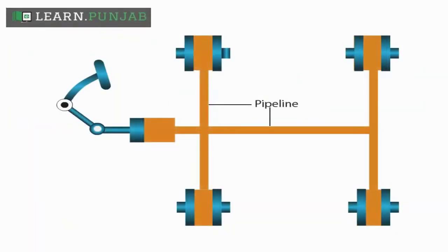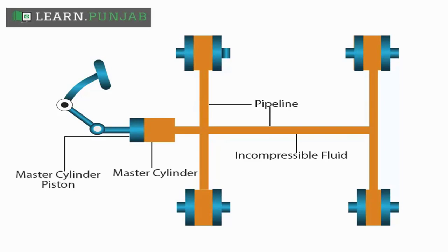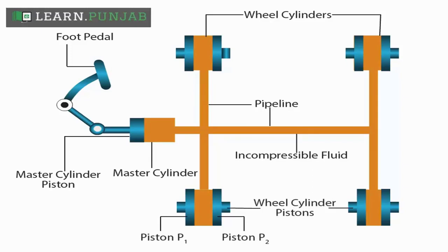Now we see the hydraulic brake system of cars. The hydraulic brake system consists of a pipeline which is filled with incompressible fluid. Its one end is attached to the master cylinder, in which the master cylinder piston is fitted, which is attached to the foot pedal of the car. The other end of the pipeline is attached to the cylinder of the car wheel, which has 2 cylinders P1 and P2 attached to brake shoes. The area of cross-section of the wheel cylinder is greater than that of the master cylinder.